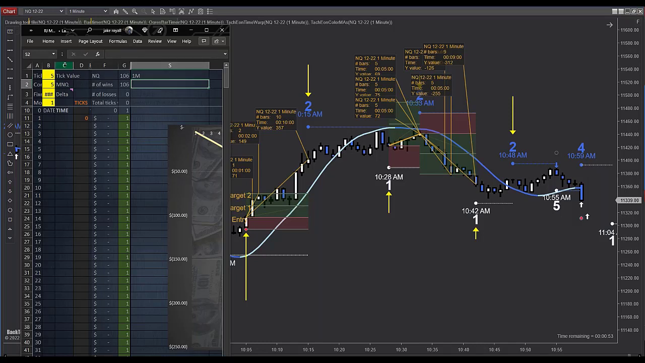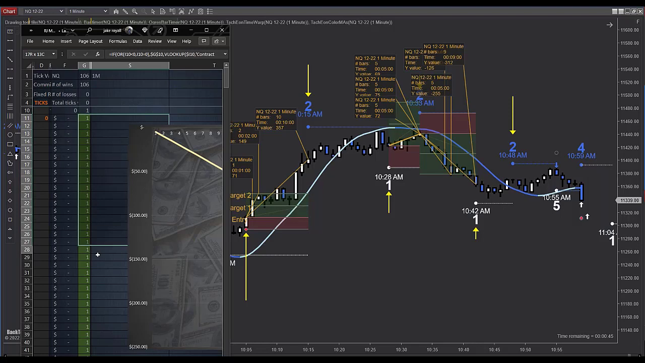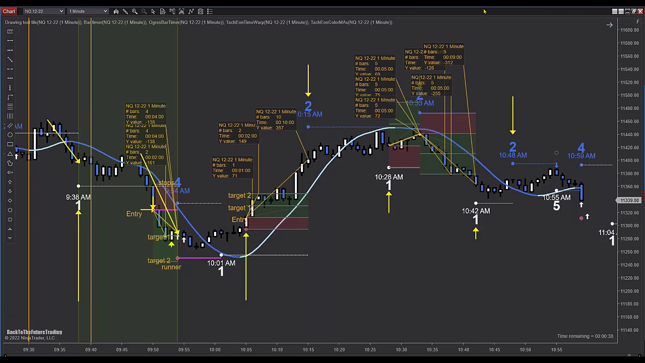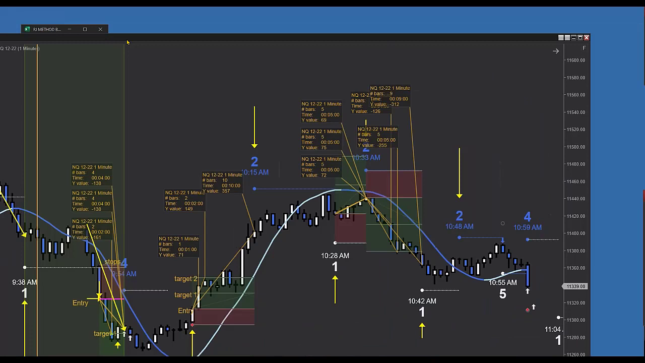And we can get these columns out of the way. And we're going to start adding our ticks in here. 1 contract per trade. And then I'm going to just drag this. Whoa, whoa, whoa.